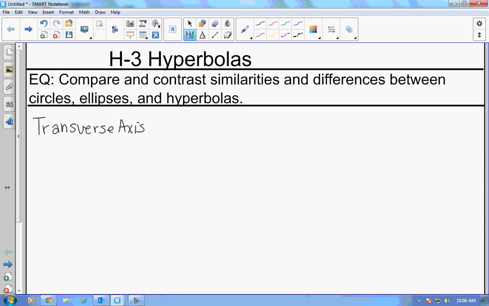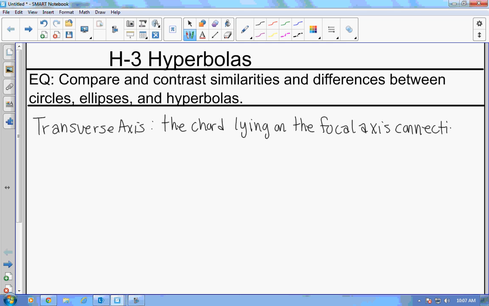The transverse axis is the chord line on the focal axis, connecting the vertices. A chord lying on the focal axis, connecting the vertices.